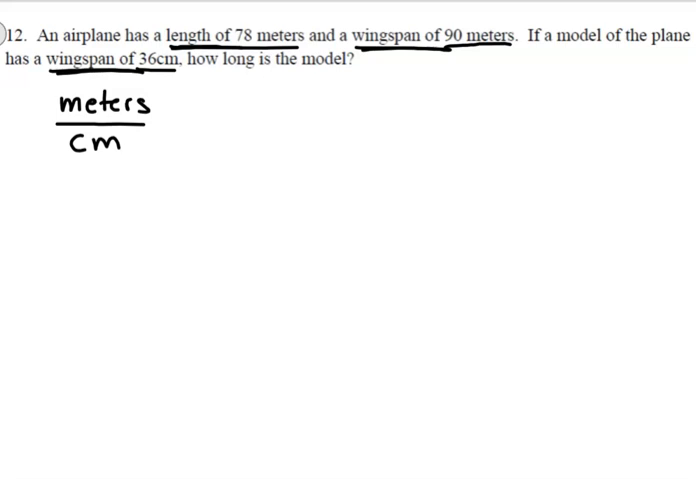The other way to do this is you could say, okay, I want the length of both things on top, and I want the wingspan of both things on the bottom, okay? So let me slide this over here. So basically, I'm going to show you two different proportions, and then we're actually going to look at the fact that they come out to be the same answer.